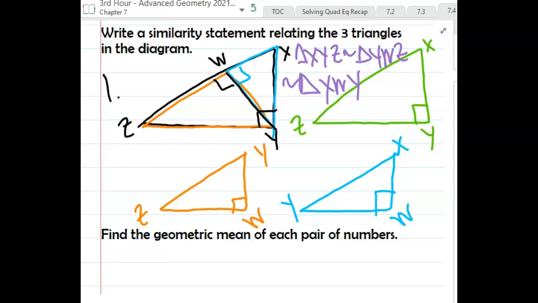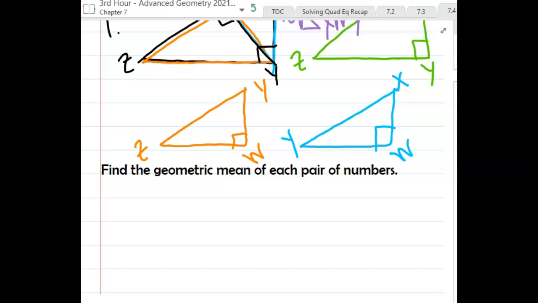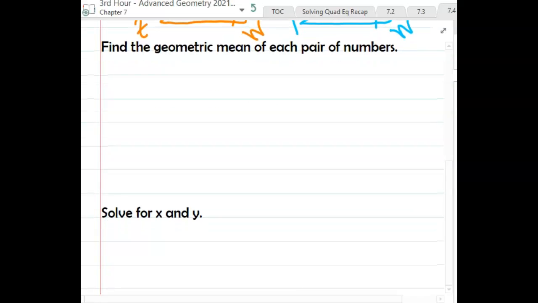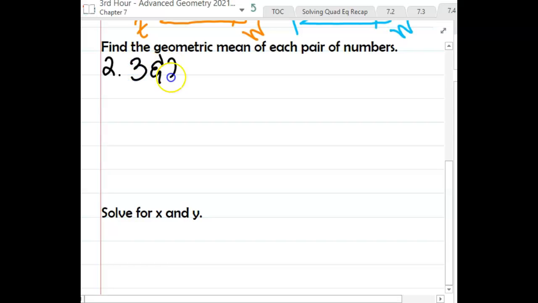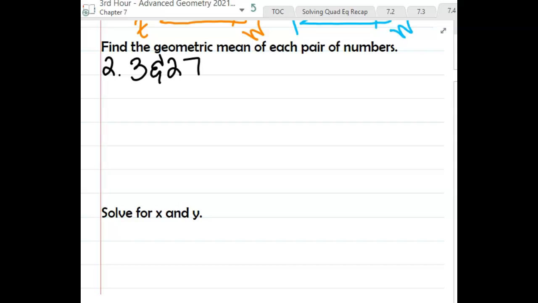And then the only other thing we're going to practice in your homework today is finding the geometric mean. Remember, if you forget how to find the geometric mean, it's similar to finding the arithmetic mean. For arithmetic mean, you add and divide by how many numbers there are. For geometric mean, you multiply and then take the square root. So if I wanted to find the geometric mean of 3 and 27, instead of adding and dividing, we are going to multiply.